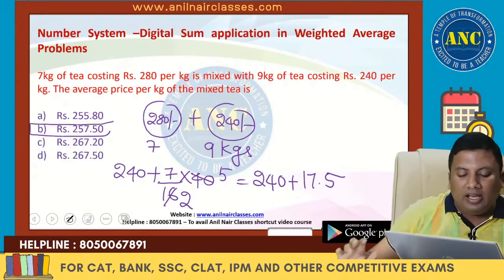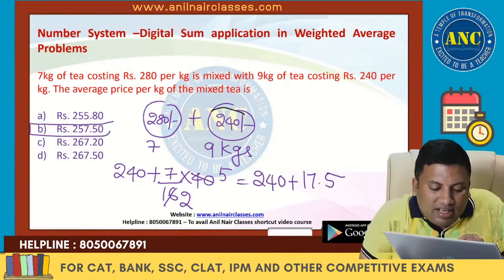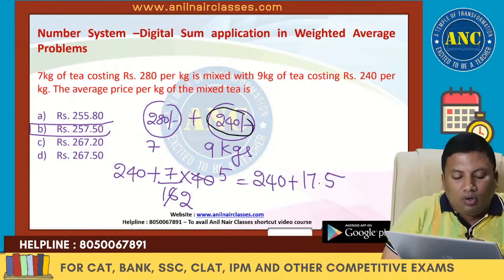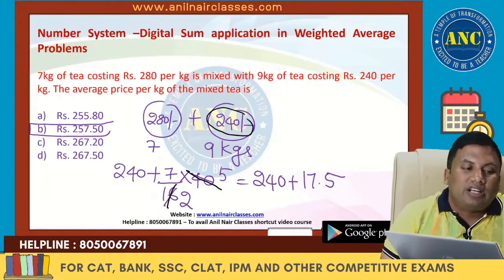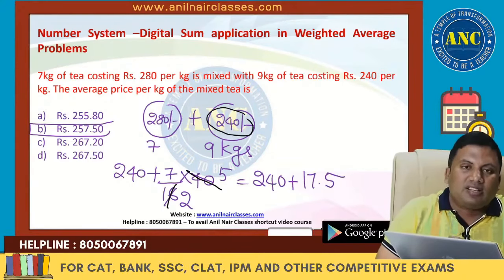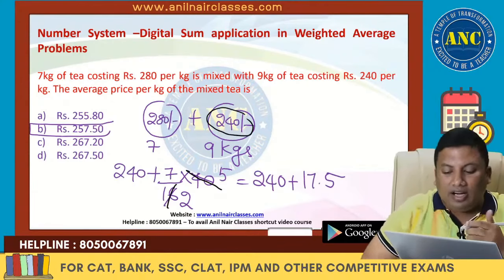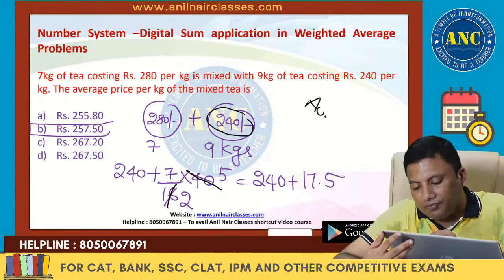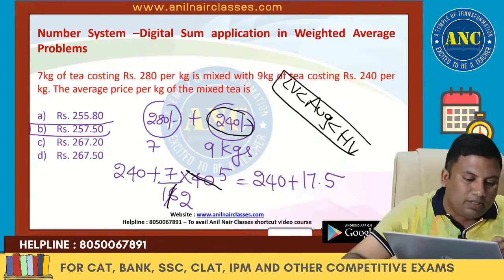Everybody kindly reply if this idea is clear to you. If you know the shortcut also, average is greater than the lowest value. 240 plus 7 by 16 into the change, which is 40. 8 fives, 8 twos, 35 by 2. It is 17.5. Answer is 257.5. You can use digital sum. You can use average. Average always lies between the lowest value and the highest value. I hope this concept is clear.